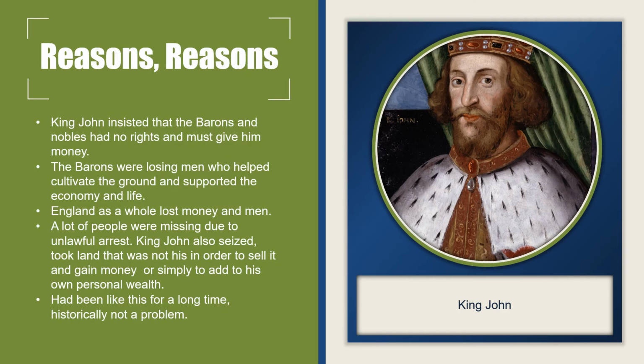So again, reasons. King John insisted that the barons and nobles had no rights and must give him money whenever he wanted. Give me money. The barons were losing men who helped cultivate the ground and supported the economy and life in general. England as a whole lost money and men. A lot of people were missing due to unlawful arrest. And even King John himself did this. He seized people, put them in castles that were remote and untraceable, and they would die in those places. He personally took land that was not his and sold it to gain money or simply to add to his personal wealth.